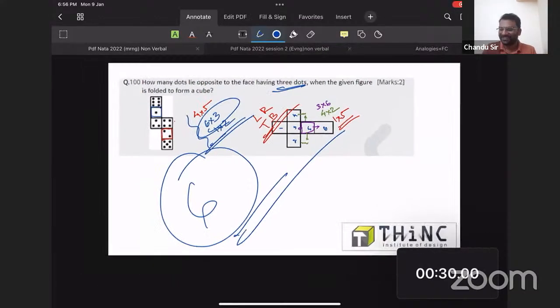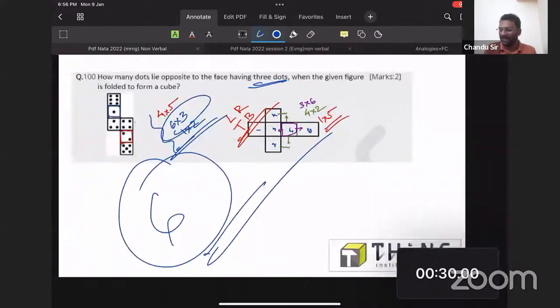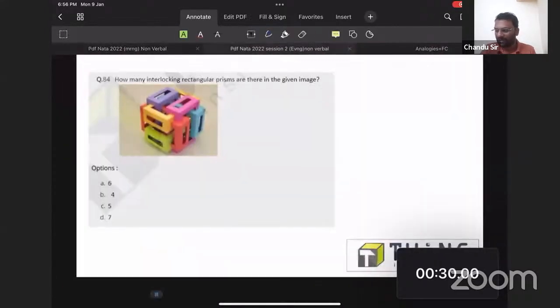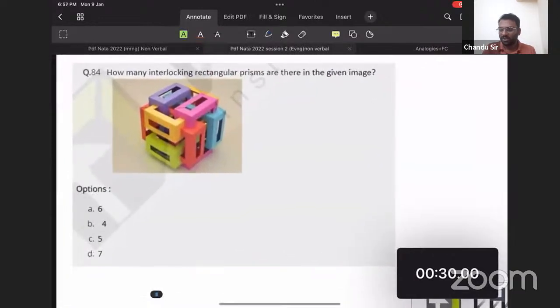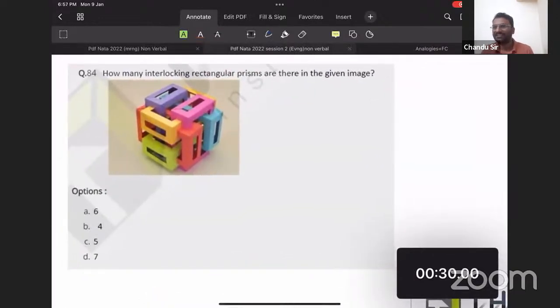Okay, fine. Over here, we can try some other question. Another 3D figure, rectangular prism counting. We can wind up with this question for today. Solve this question, your 30 seconds is over. How many interlocking rectangular prisms are there in the given image? How many are here?